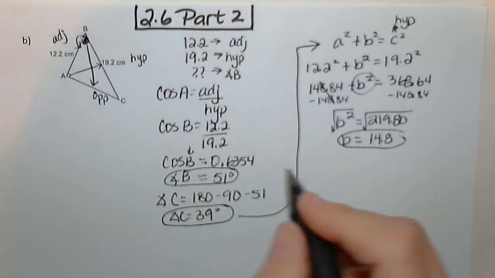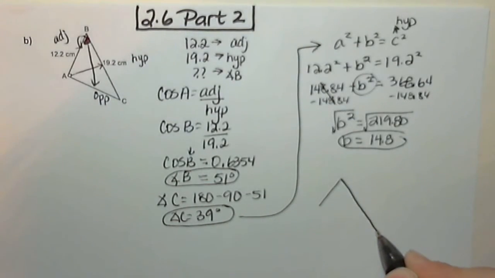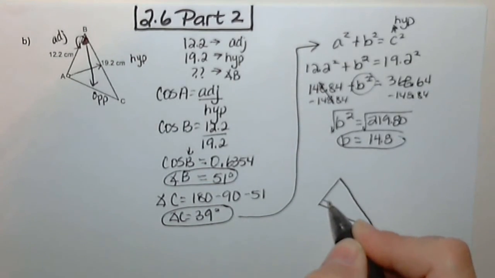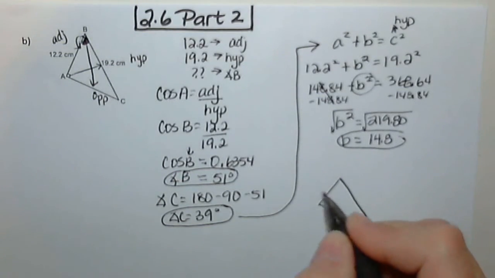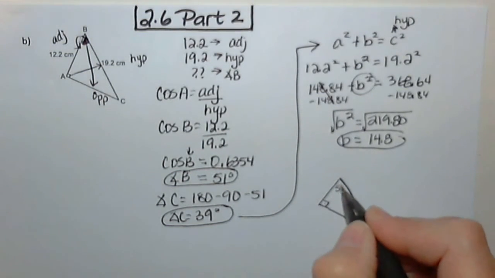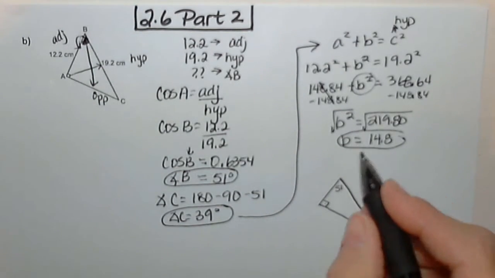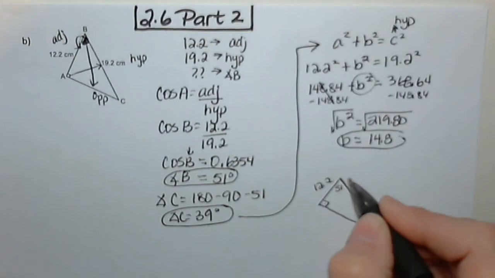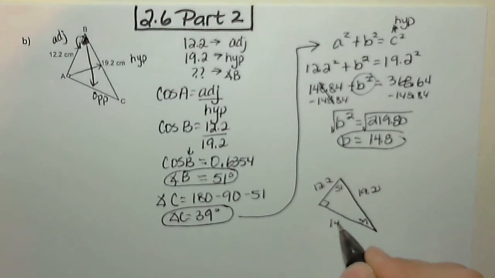My last step is to draw my triangle as I see it here, and label all the pieces of information just to make sure I have all 6. 3 angles: 90, B is 51, C is 39. We know this is 12.2, this is 19.2, and side b was 14.8.